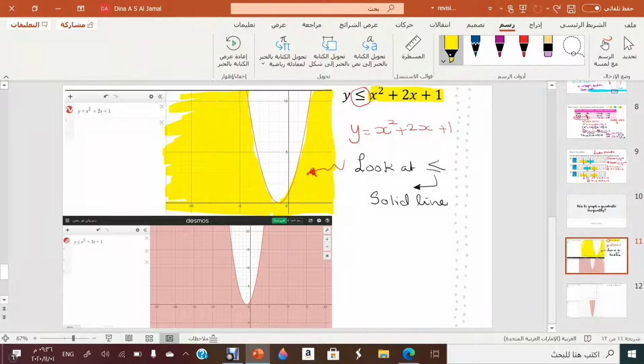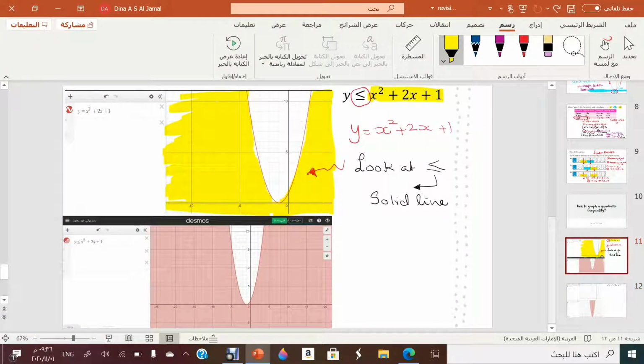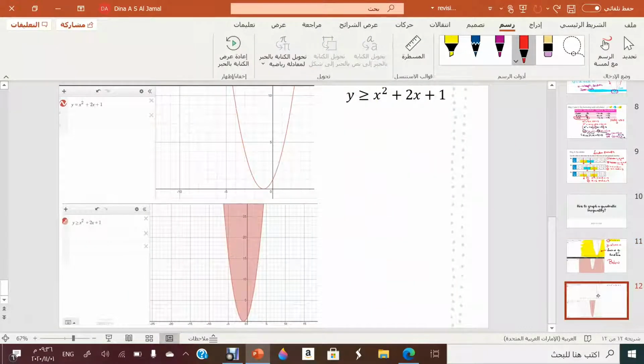Then, what if we are having bigger than? Now, I graphed the less than and I told you it should be below. What if we are having bigger than or equal? So it will be above. And let's see, we are having equal, that means we are having a solid line.